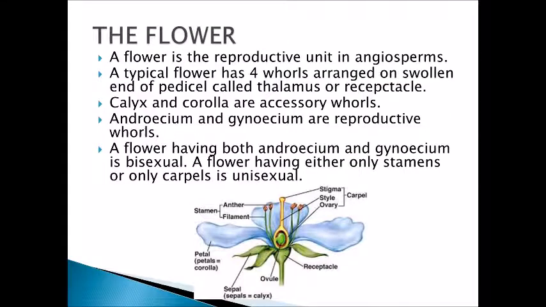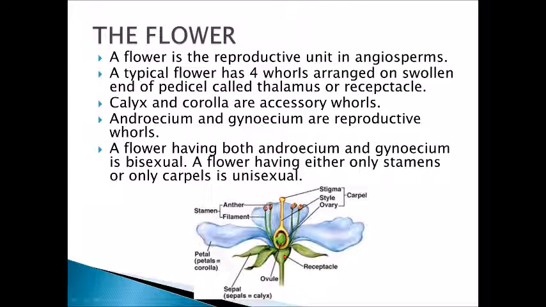Now let us see the structure of a typical flower. A flower is the reproductive unit in angiosperms. A typical flower has 4 whorls arranged on swollen end of pedicel called thalamus or receptacle. So in the diagram you can see that this is the stalk-like structure, that is pedicel, and this swollen part at the end of this stalk-like structure is receptacle or it is also called as thalamus.